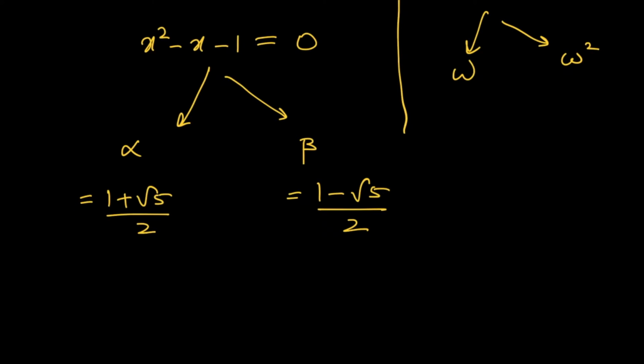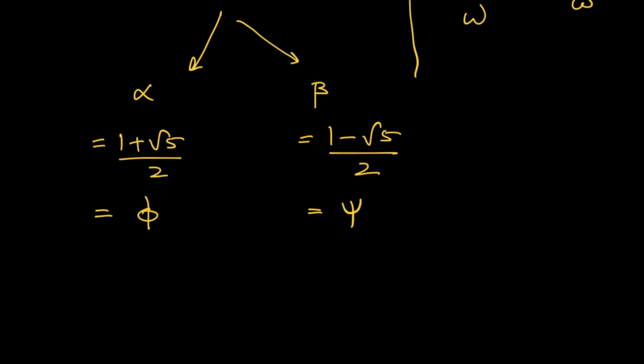This number is usually called the golden ratio, and it is usually represented as the Greek letter phi. The other is usually represented as psi, which is nothing but the conjugate of the golden ratio. This number is approximately 1.618 in decimal form, and this number is approximately 0.618 in decimal form.